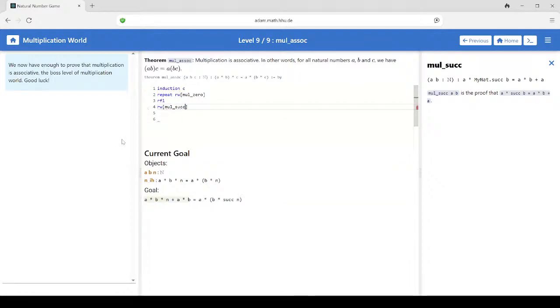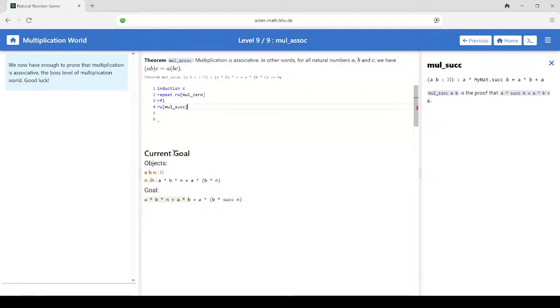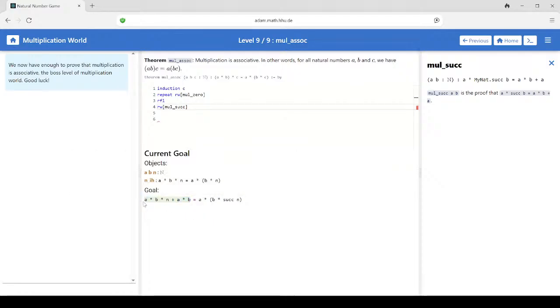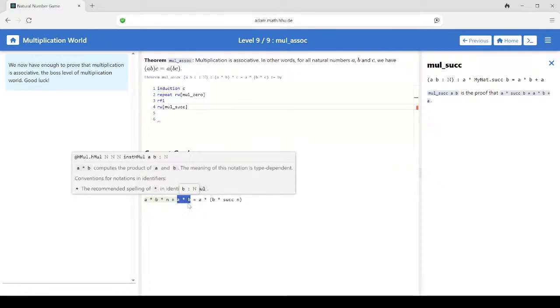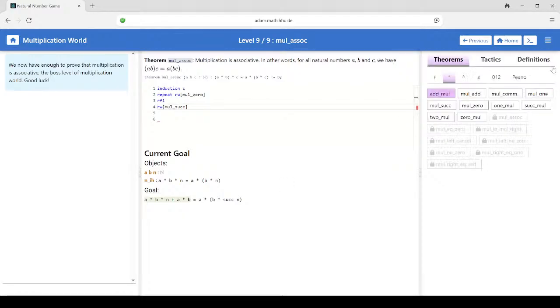I need to walk through this step by step. First, we're going to take this, the successor of n. A times b times the successor of n becomes a times b times n plus a times b. Right, we're putting this on both sides. It's the successor of a times b times n, so we're just adding another a times b. What can I do with that then?